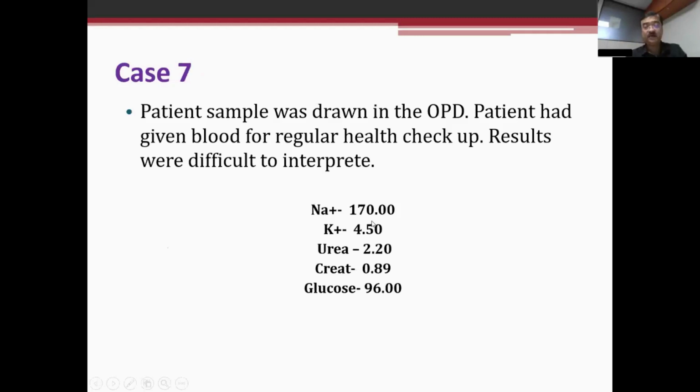Case 7, a very, very interesting case of mine. I love this case. I found myself as a Sherlock Holmes when I actually cracked it. The patient sample was drawn from OPD. The patient had given blood for a regular health checkup. Results were impossible to interpret because a hale and hearty person had sodium 170, potassium 4.5, urea 2.2, creatinine 0.89, and glucose 96.